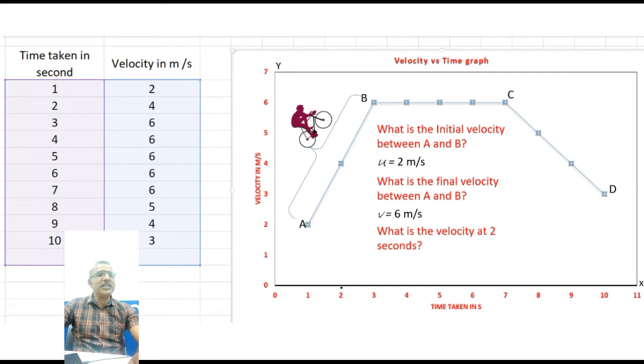Okay. Now our next question is, what is the velocity at 2 seconds? Here, what is the velocity? If you are asked to find the velocity of this particular motion at this time, the only thing is you have to draw a perpendicular and see where it meets. Here. And the corresponding value of velocity on the y-axis is the answer, and that is 4 meters per second.